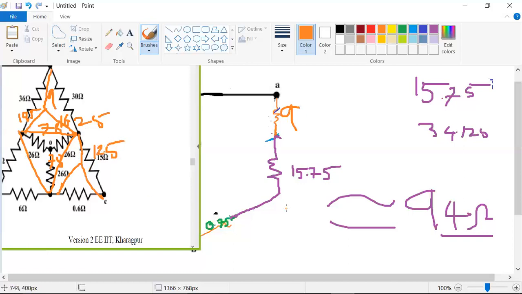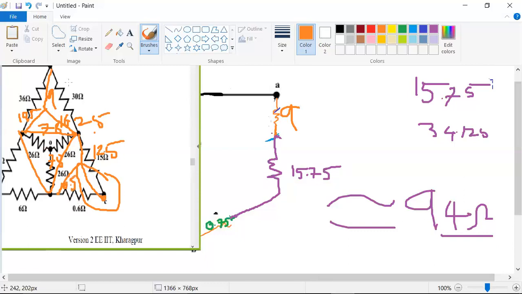What about this 15 into 0.6 by 93.6? Anyway, this is going to be removed. This is not going to be considered because it is not flowing any current on this branch. So this is going to be eliminated. What about this 78 into 0.6 divided by 93.6? This value will be 0.5.